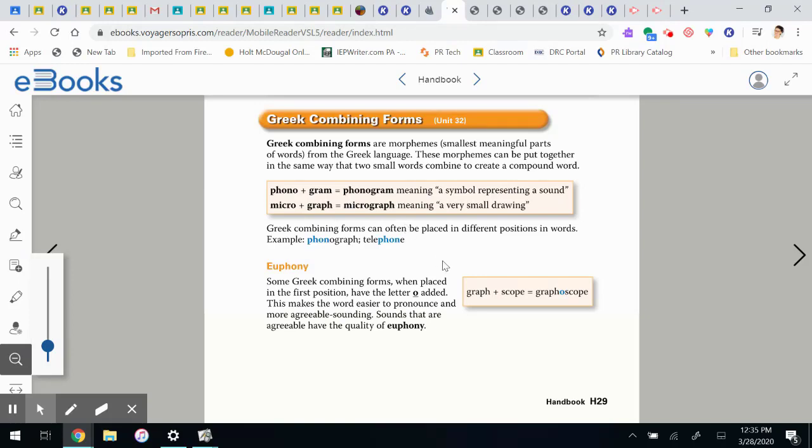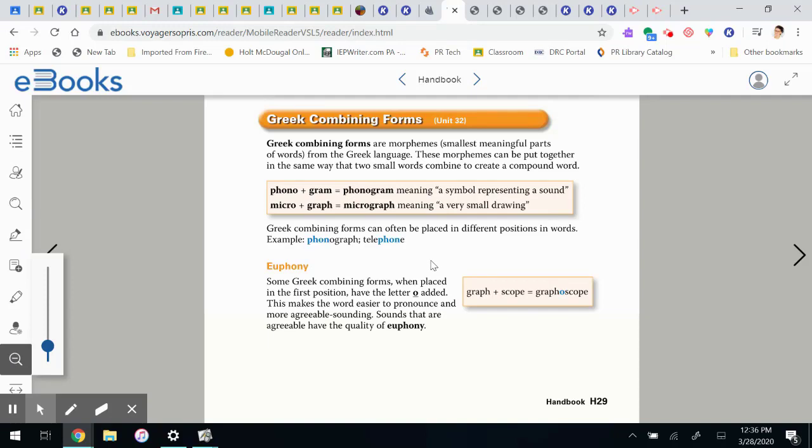For example, phono plus gram is phonogram, meaning a symbol representing a sound. Micro plus graph is a micrograph, meaning a very small drawing. Greek combining forms can often be placed in different positions in words, for example, at the beginning in phonograph, or as the second position in telephone. Euphony is when some Greek combining forms, when placed in the first position, have the letter O added.